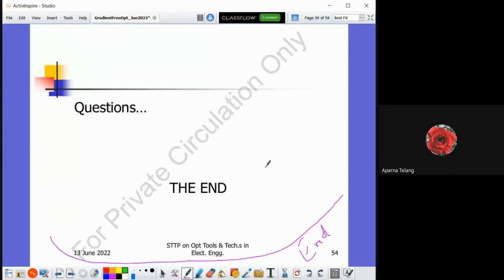Your session also told us that good questions are more important than good answers. So your session has made us ask you good questions, not now, but by mail. Thank you so much for your wonderful, very informative and very useful session to understand what exactly optimization techniques are. Thank you very much, sir.